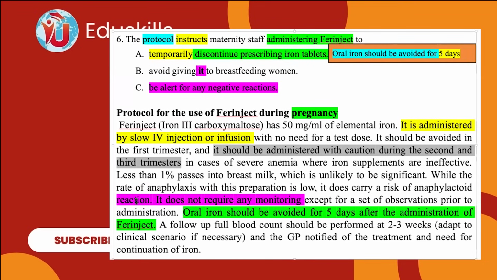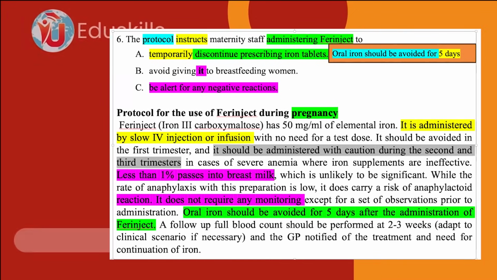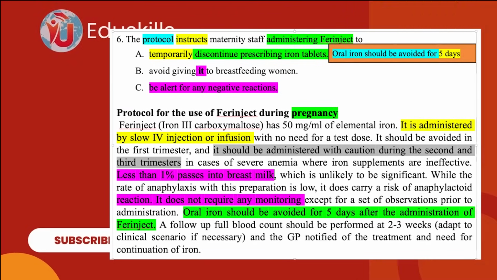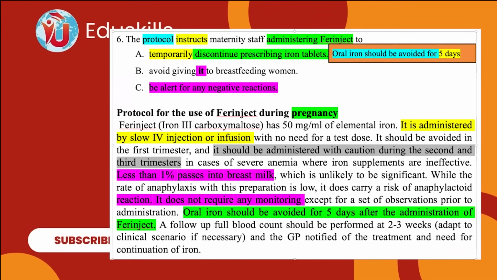And side effects, reactions, it does not require any monitoring, because the side effect is very negligible. Be alert for any negative reactions. They said less than 1% passes into breast milk. Less than 1%, not even 1%. Is it significant? No. So a negative reaction of less than 1% means you do not bother at all. Even when you drink your Coke or Pepsi, you have more than 4% of side effects or problems. So don't worry about this. Less than 1%. Is that cool?